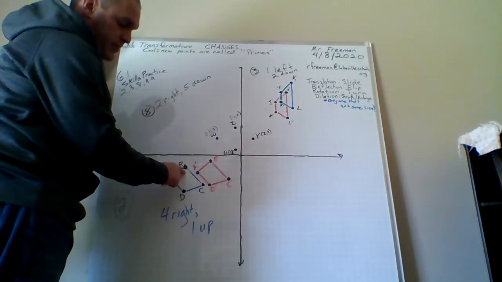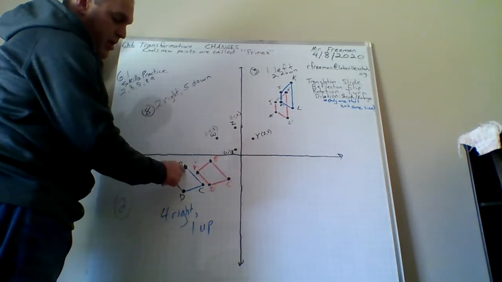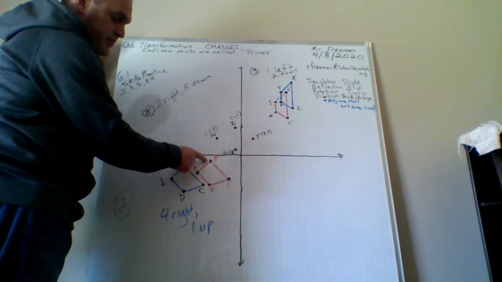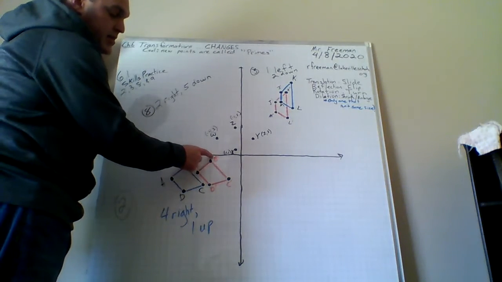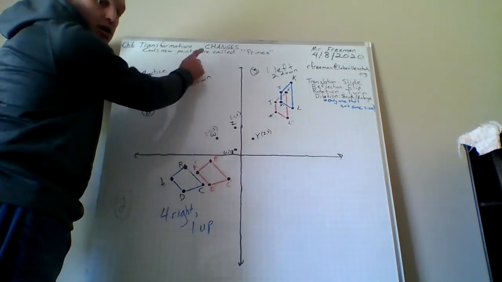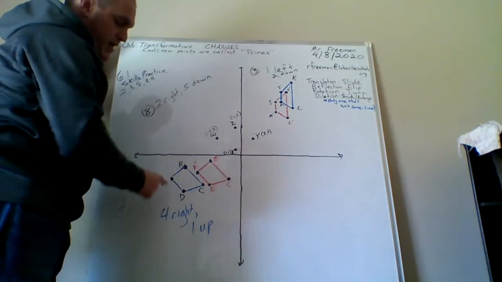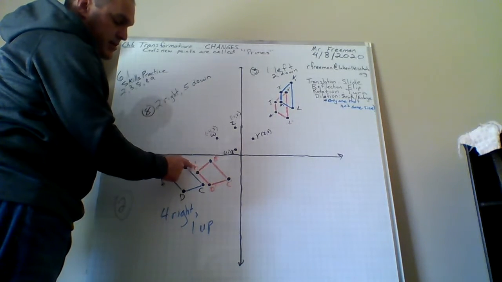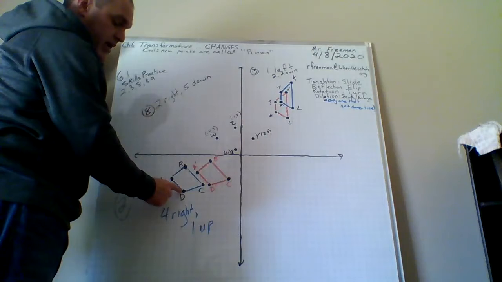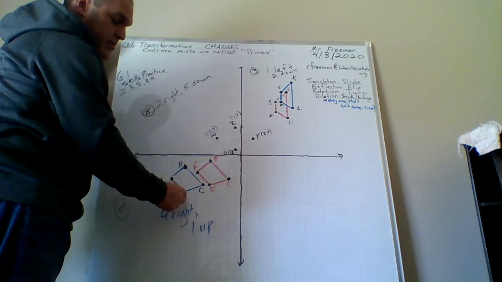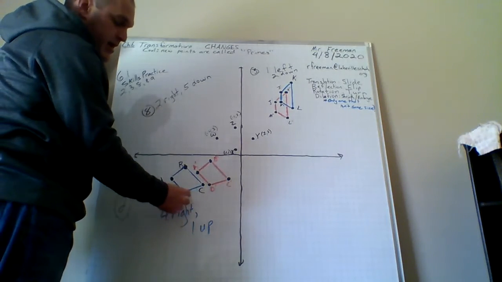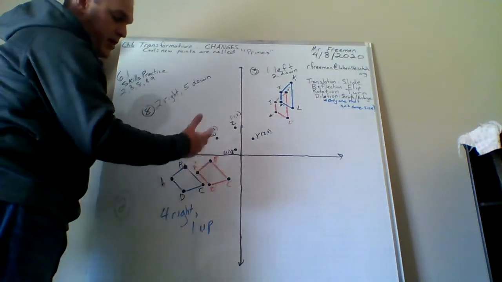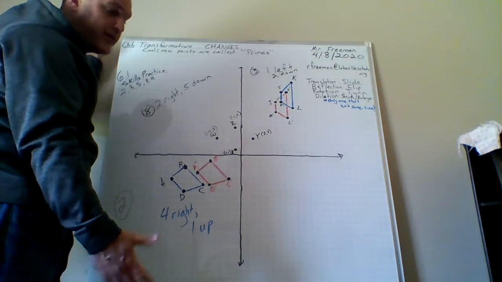From each point, if I go 4 right and 1 up from here, 1, 2, 3, 4, and 1 up, I get that point. Since this was B, this is now B prime. Like I told you up here, these are going to be primes. 4 right and 1 up from this A dot, 1, 2, 3, 4, up 1. This is now A prime. D, 1, 2, 3, 4, 1 up. This was D, this is now D prime. And the C, 1, 2, 3, 4, 1 up. This was C, now that's C prime. And you connect your dots. That's all it takes to do a translation.